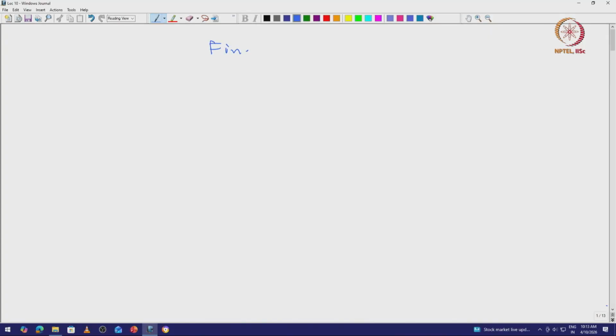Namaskara. We will continue the discussions on finding a better split to get additional advantage and to get more efficiency in a divide and conquer algorithm. We were looking at finding min and max over an array of n numbers, and we are continuing our discussions here.